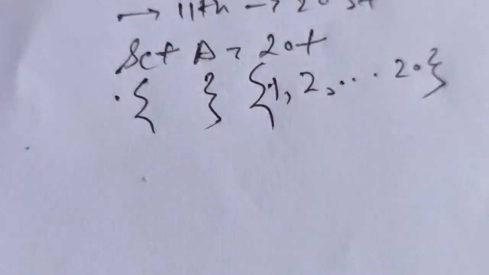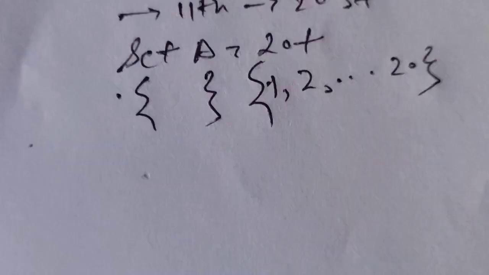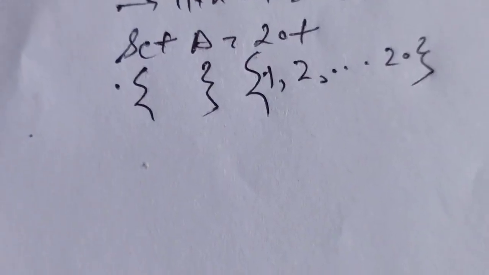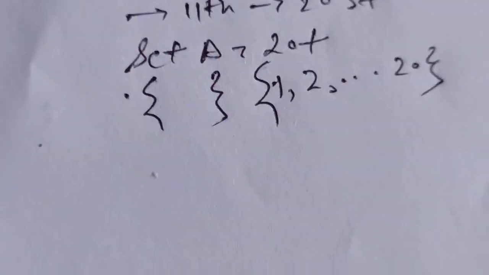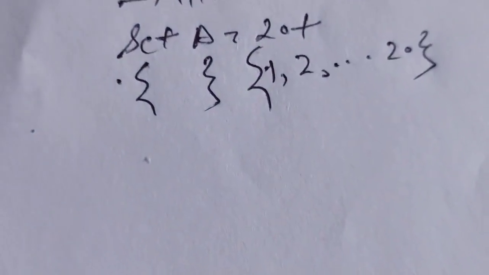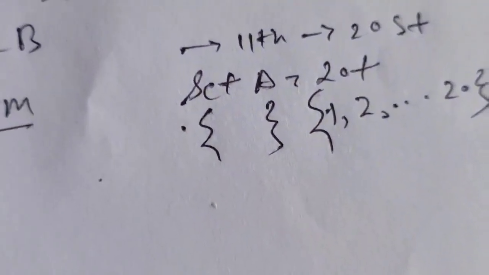For example, let's say in your class there are 10 people whose height is above 6 feet. If you use roster form for these 10 people, you write all the people's names, or your roll numbers, which have 6 foot 1 inch, 6 foot 2 inch. You write it in roster form using curly brackets and commas.